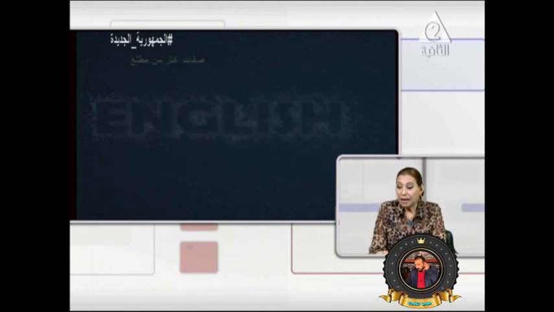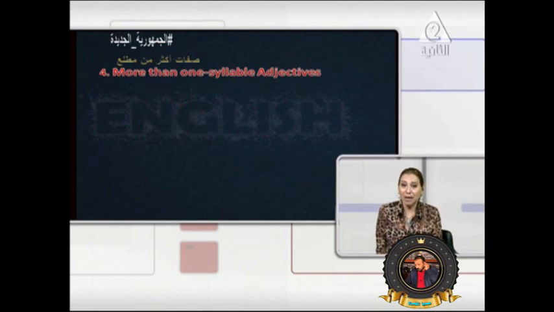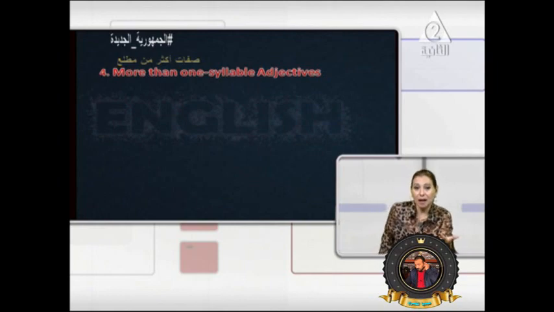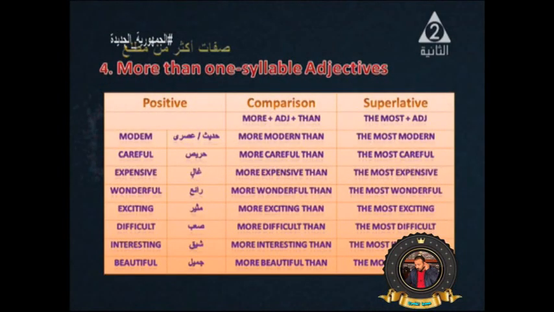طيب لسه كنا بنتكلم لو عندنا more than one syllable، احنا اتكلمنا على one syllable اوكي، اتكلمنا على two syllables، هنتكلم لو اكتر من two syllables. عندي interesting، beautiful، 3 syllables، هعمل ايه؟ كل اللي هعمله I will leave the adjective the same as it is وهحط more وهحط than at the end with the most بالنسبة للadjective. فmodern تبقى more modern than، careful more careful than، expensive more expensive than.